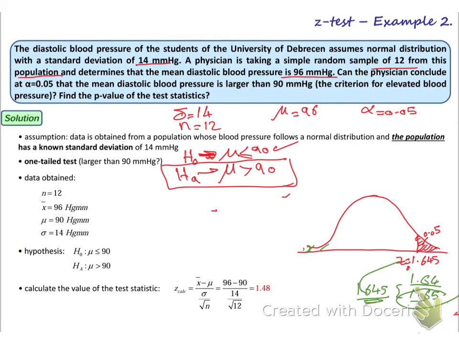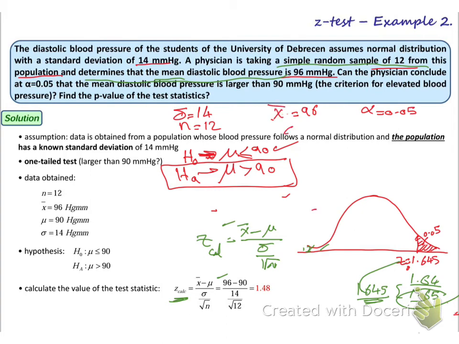So what about Z calculated? Let us come here. Z calculated will be equal to x bar minus mu, divided by sigma divided by the square root of n, okay? And this x bar, I have already, 96. Sorry, I made a mistake here. He took a random sample of 12 of this population and determined the mean. This is the mean of the sample. So this 96 is x bar. Sorry for that.